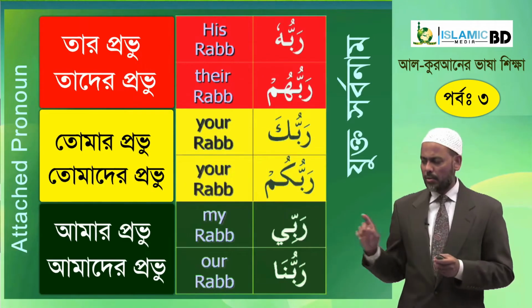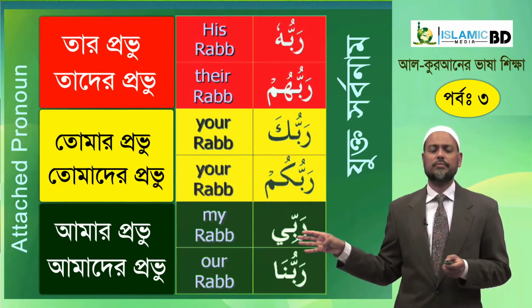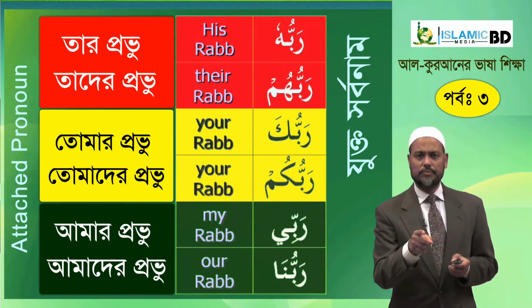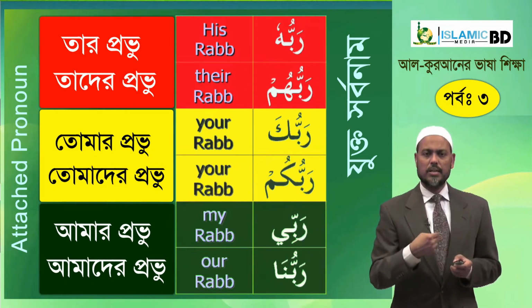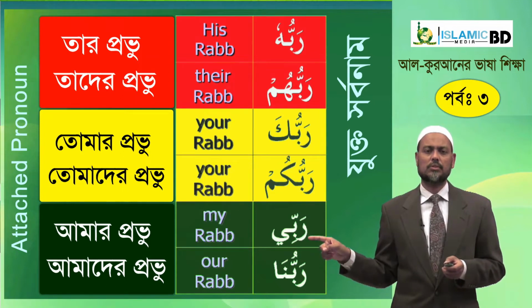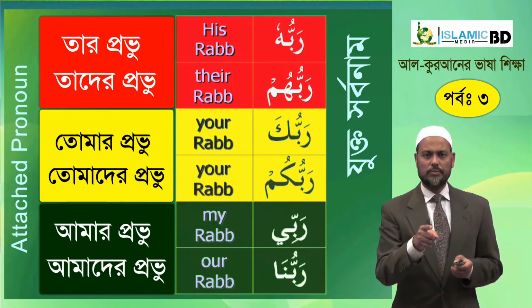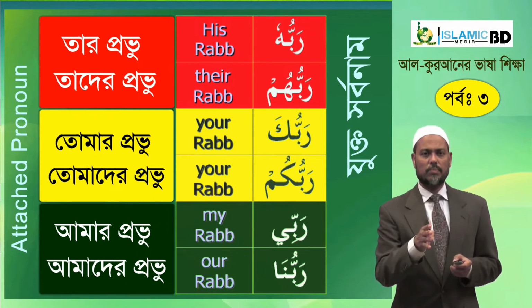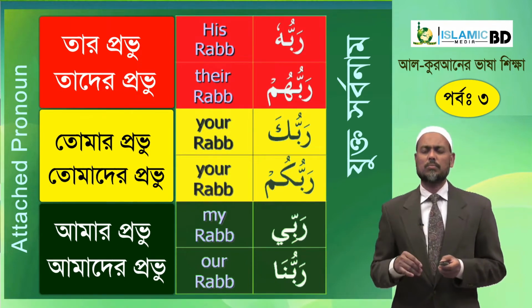Okay, repeat after me. Rabbuhu, his Rabb. Rabbuhum, their Rabb. Rabbuka, your Rabb. Rabbukum, your Rabb. Rabbi, my Rabb. Rabbuna, our Rabb. Once more. Rabbuhu, his Rabb. Rabbuhum, their Rabb. Rabbuka, your Rabb. Rabbukum, your Rabb. Rabbi, my Rabb. Rabbuna, our Rabb. One more time.